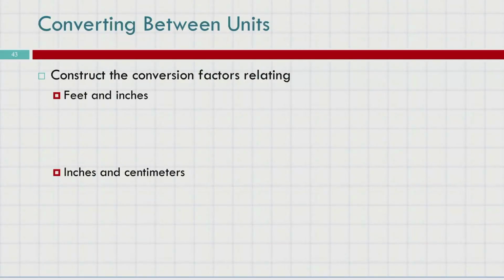All right, construct some conversion factors for feet and inches. How many inches are in a foot? 12. So 12 inches equals 1 foot. Please construct the two conversion factors for that. For inches and centimeters, 1 inch is equal to 2.54 centimeters. Please construct the two conversion factors for that.